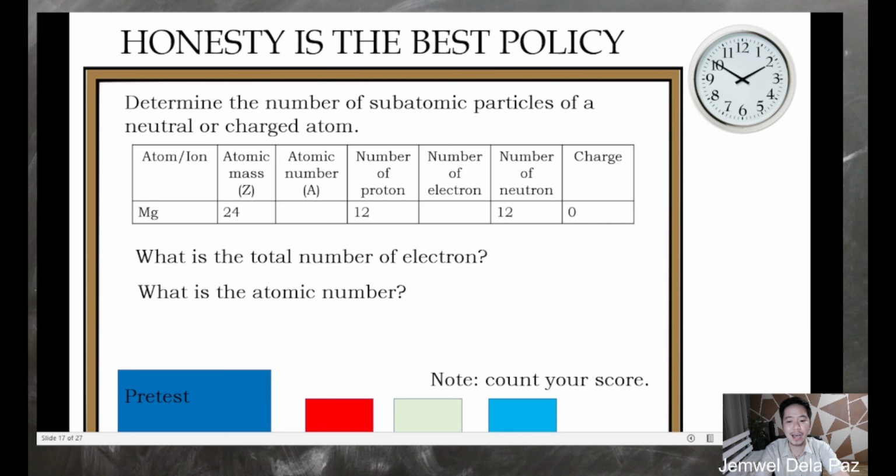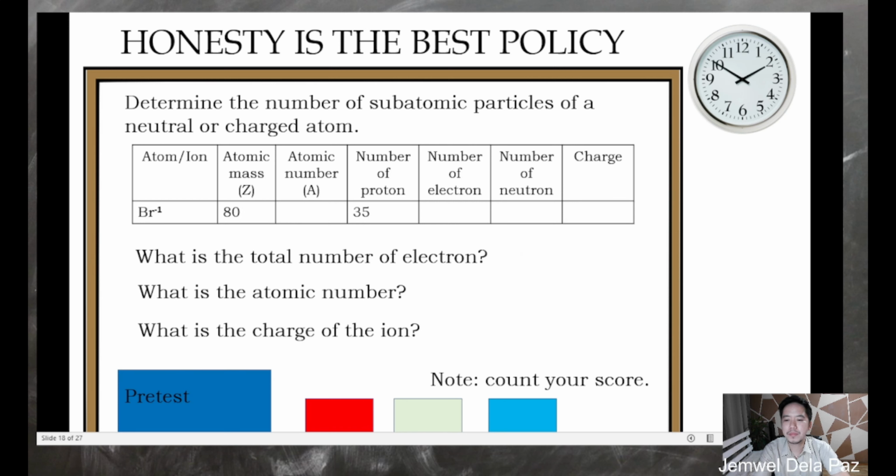First question, what is the total number of electrons? You may now write your answer on your answer sheet. What is the total number of electrons? That is 12. How about the atomic number? Atomic number is 12. How did I get these numbers? Hold on and listen.